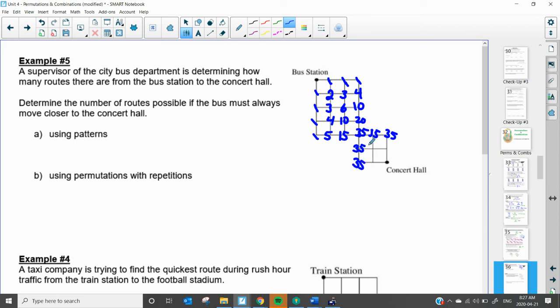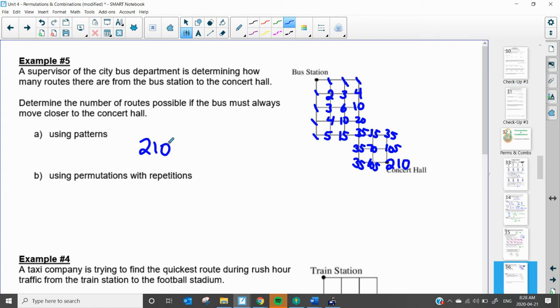Now, 35 and 35 is 70. 35 and 70 is 105. And 70 and 35 is 105. If we add those two together, we have 210 different pathways. So there's 210 pathways to get from the bus station to the concert hall.